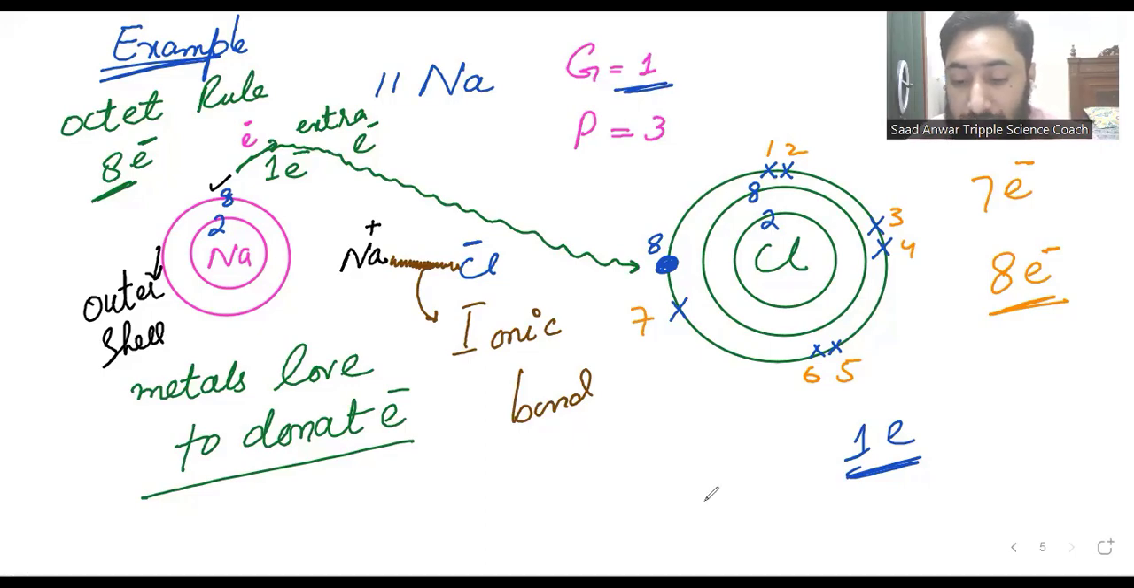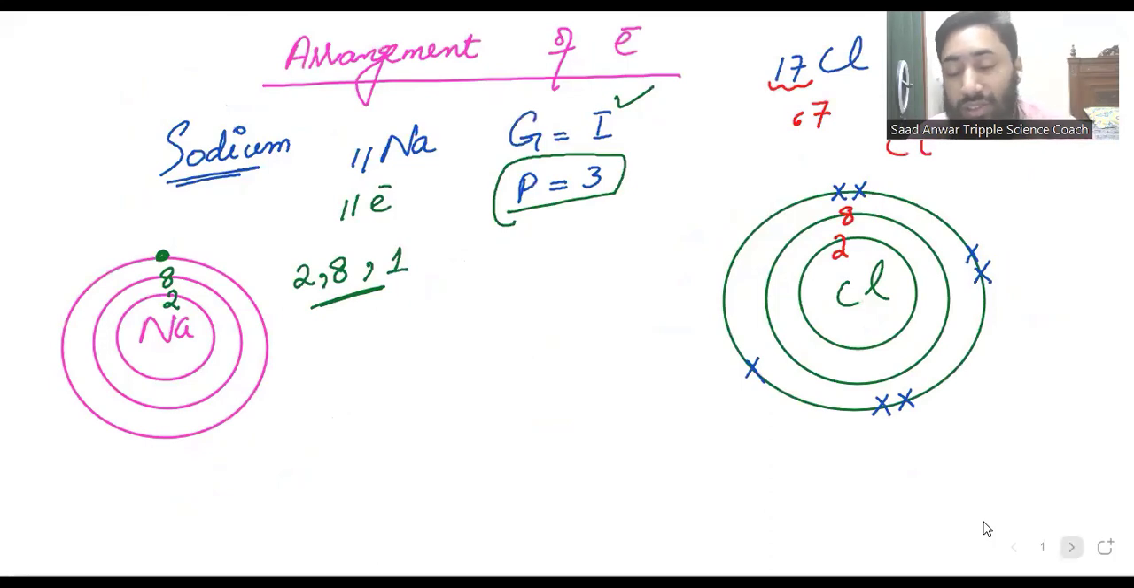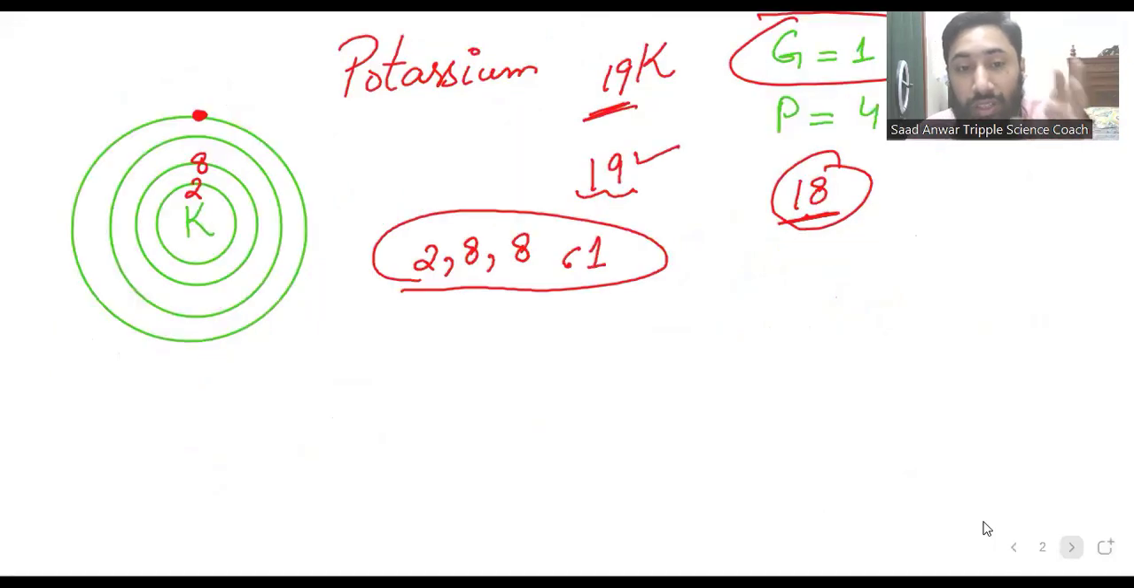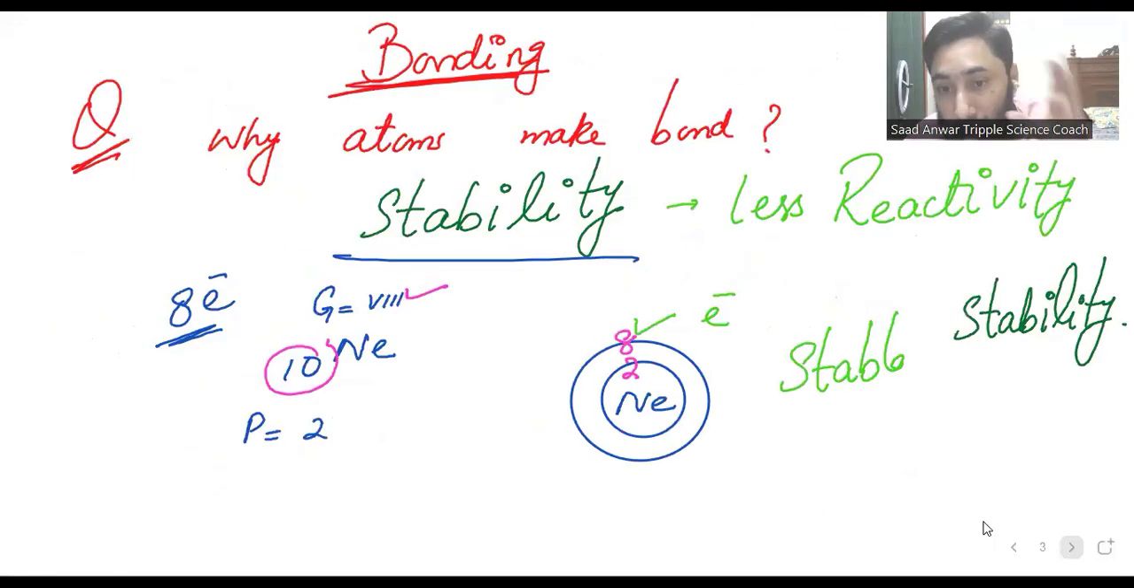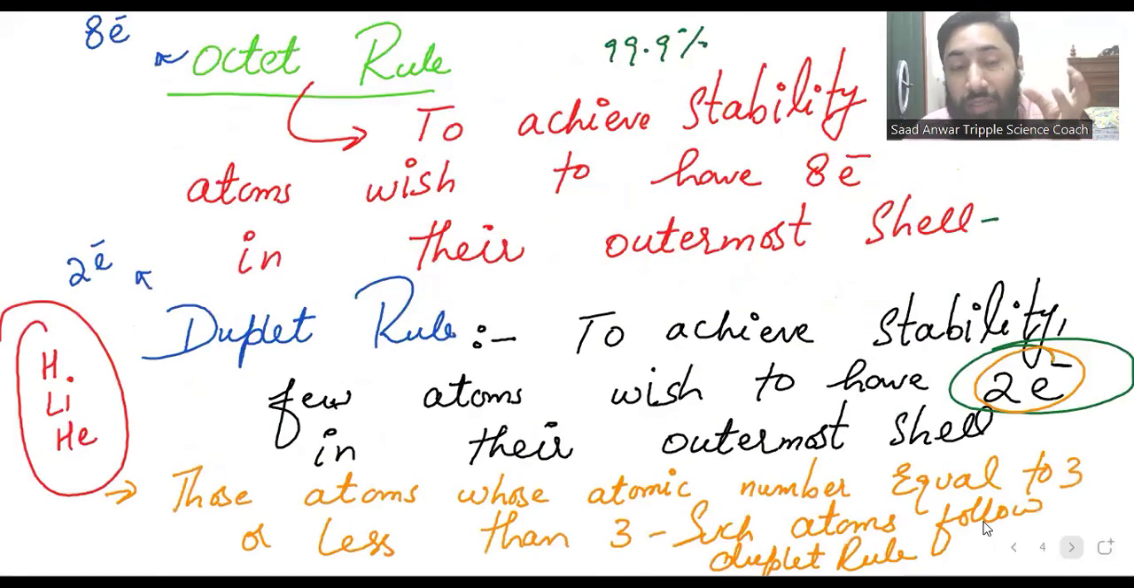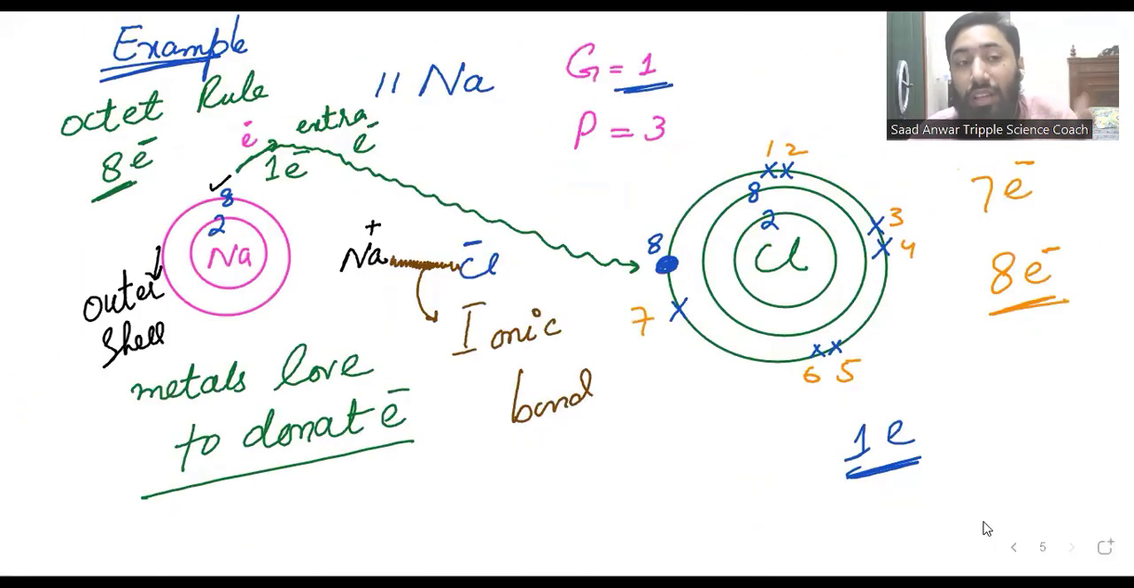So in today's lesson, what have we discussed? We have discussed a few tricks to arrange electrons quickly by using the periodic table. Then we discussed the concept of bonding, why atoms make bonds, and what the stability criteria for atoms are. Then we discussed one example.